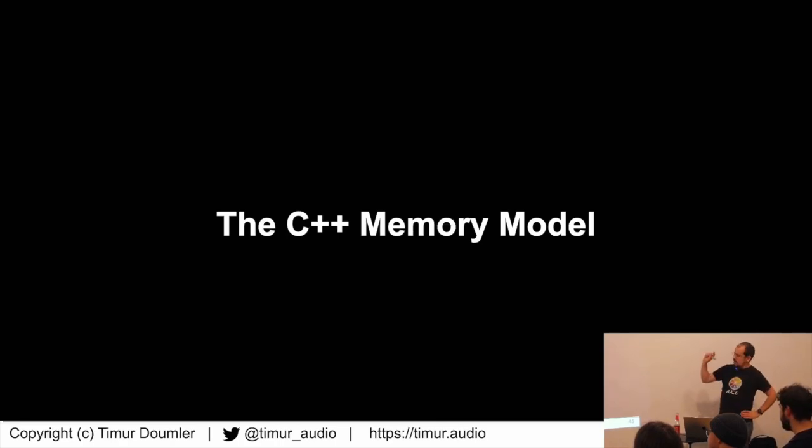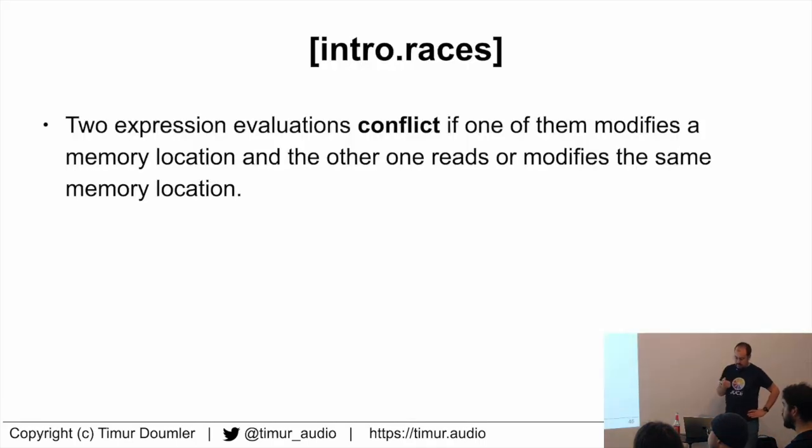So this is now from the C++ standard. There's this concept that two expression evaluations conflict if one of them modifies a memory location and the other one reads or modifies the same memory location. That means what one thread is doing may affect the result in the other thread, basically.